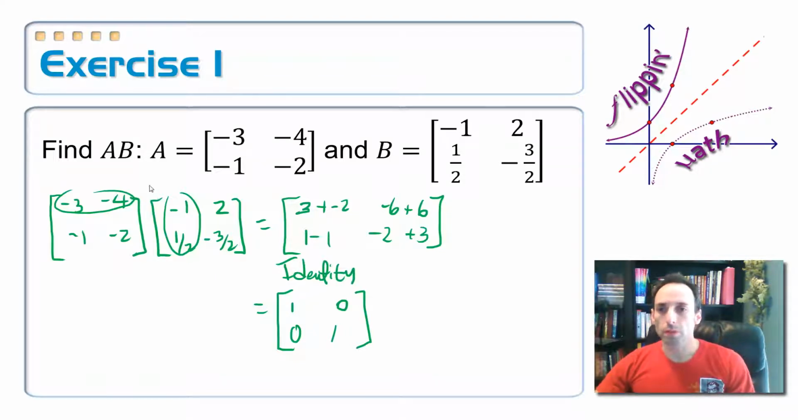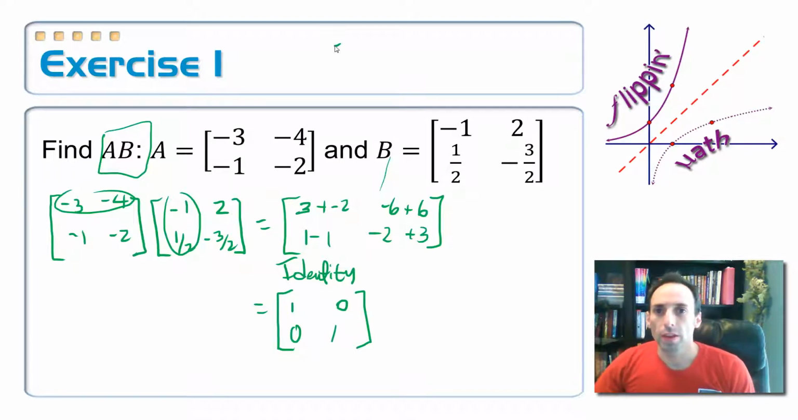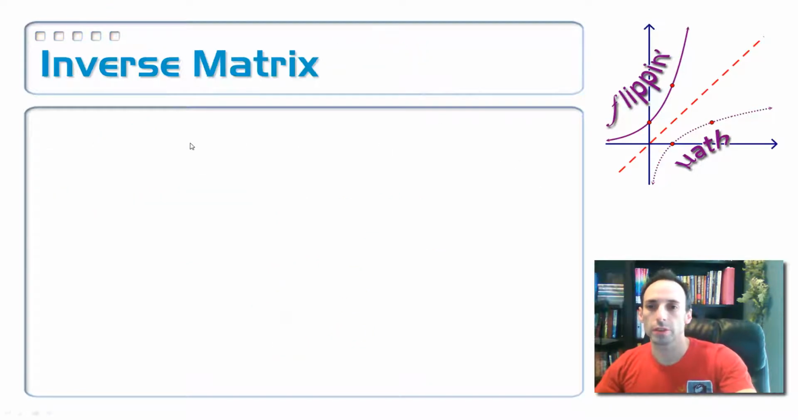Okay, so we multiplied A and B together, and we got the identity matrix back. What's the relationship then between A and B? Well, they must be inverses of each other. Like, for example, if I were to multiply 5 times 1/5, I get 1 back, right? These things were inverses of each other, just like these two matrices are inverses of each other.